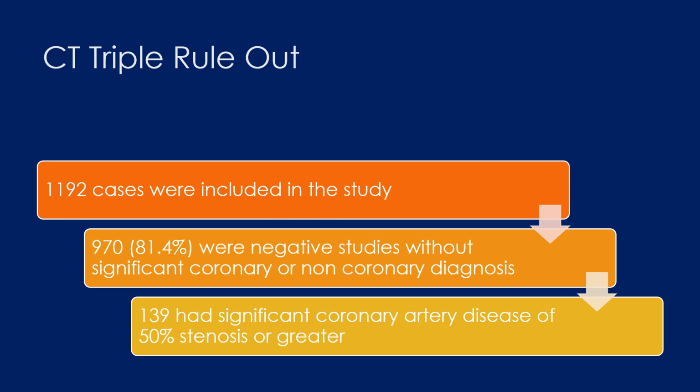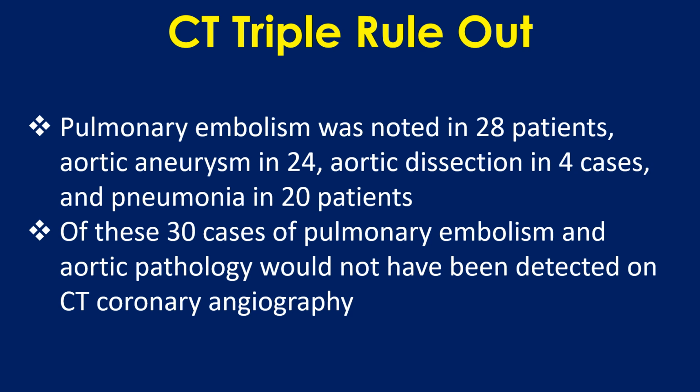970 were negative studies without significant coronary or non-coronary diagnosis. 139 had significant coronary artery disease of 50% stenosis or greater. Pulmonary embolism was noted in 28 patients, aortic aneurysm in 24, aortic dissection in 4, and pneumonia in 20 patients. Of these, 30 cases of pulmonary embolism and aortic pathology would not have been detected on CT coronary angiography.